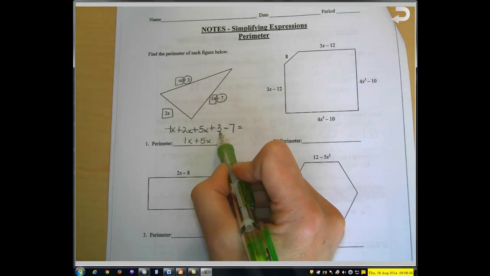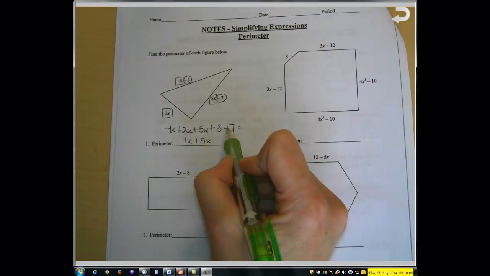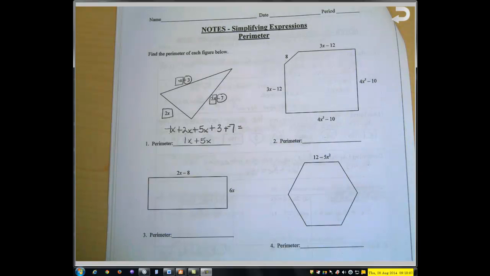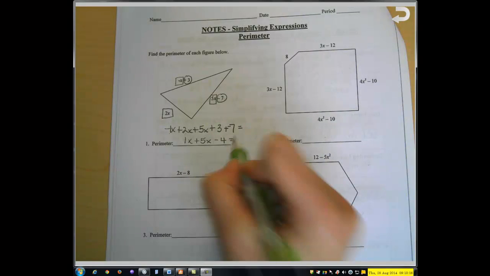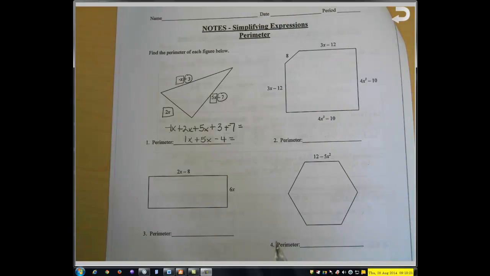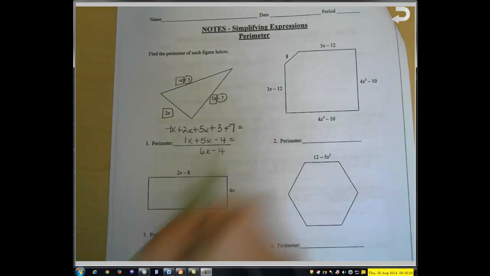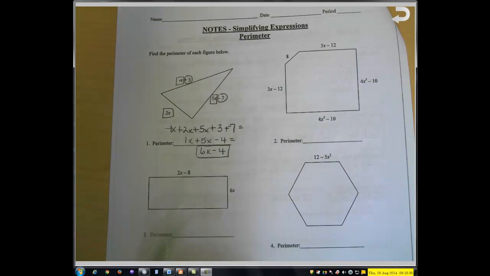Now, 3 minus 7, we'll change this to plus a negative. 3 plus negative 7, there's more negatives than positives, so the negatives win. So that'll give us negative 4. We still have two x's that we can combine, so 1x plus 5x's will give us 6x. So the perimeter of this object is going to be 6x minus 4.